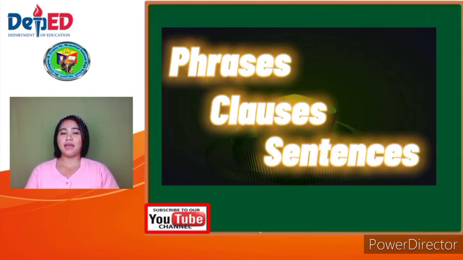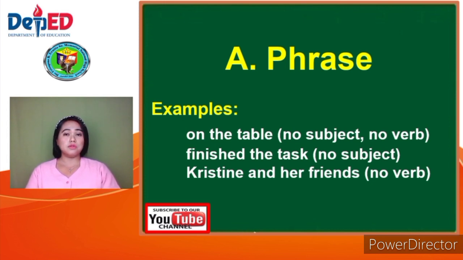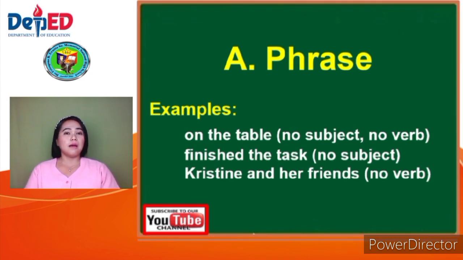Phrase, clause, and sentence. A phrase. Examples. On the table. No subject, no verb. Finish the task. No subject. Christine and her friends. No verb. A phrase is a group of words that stands together as a single grammatical unit, typically as part of a clause or a sentence. It cannot stand alone as it does not contain a subject and a verb. It does not give a complete idea.